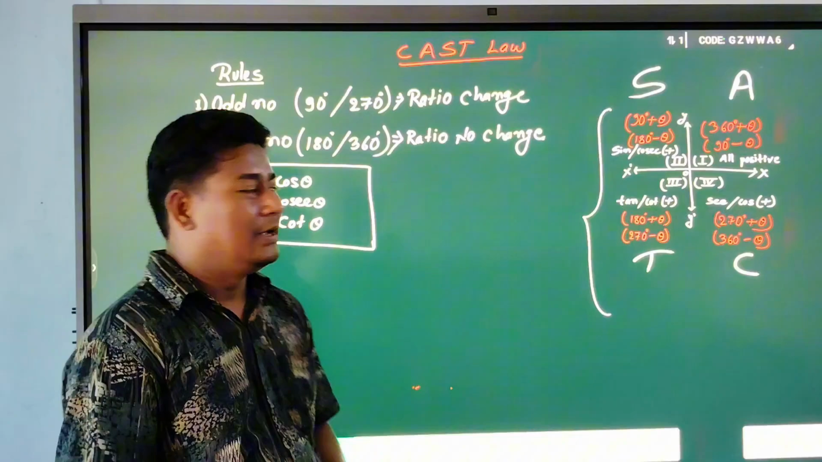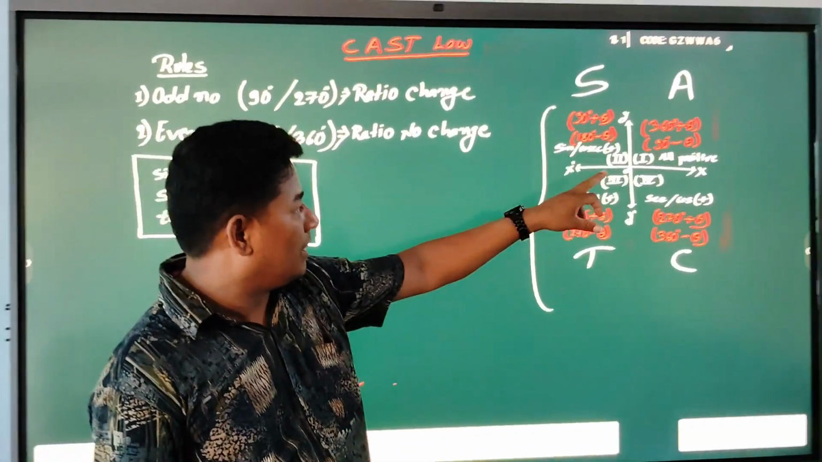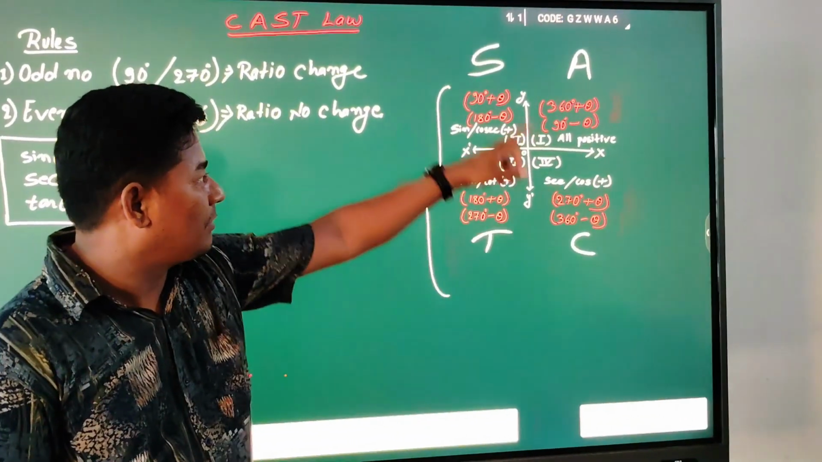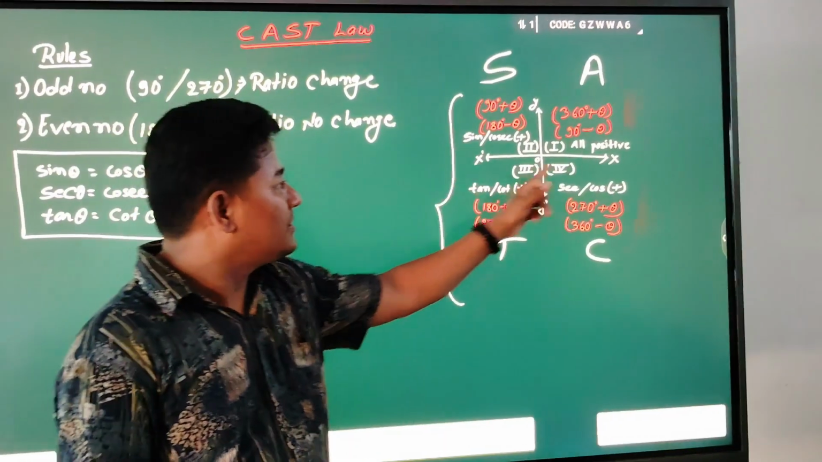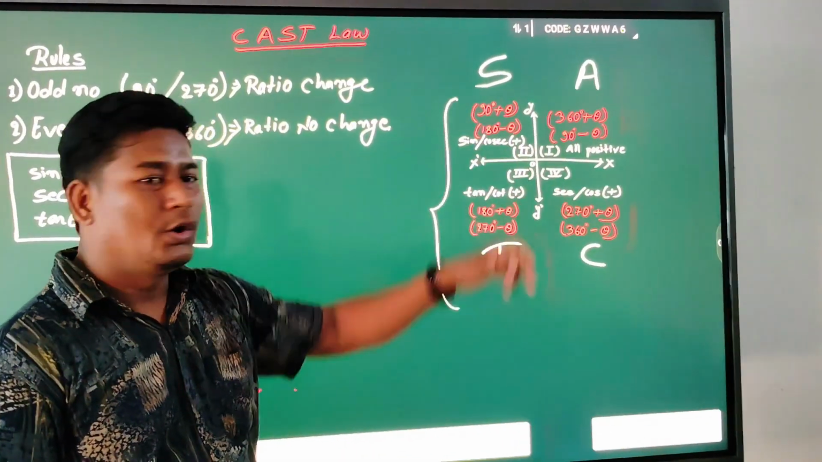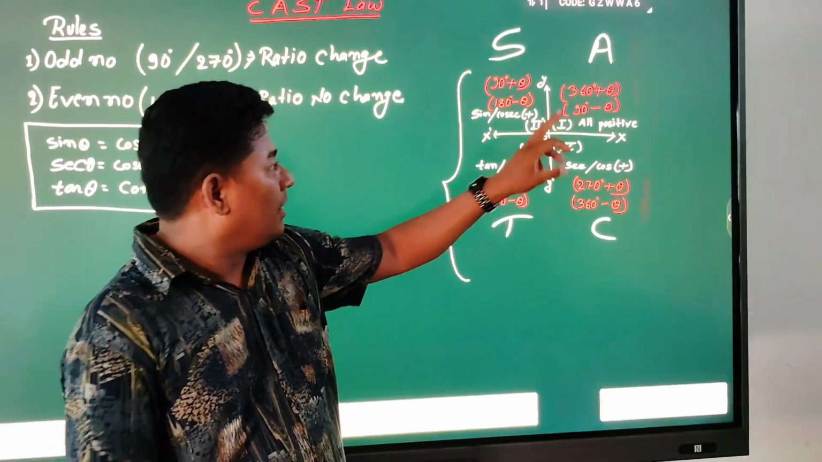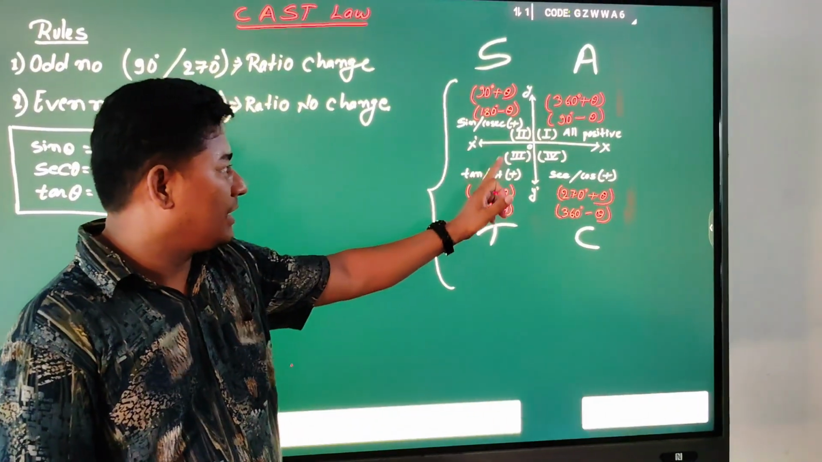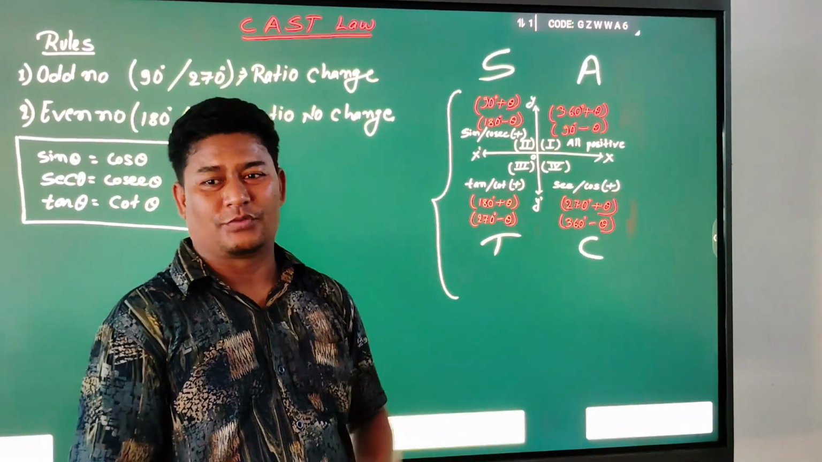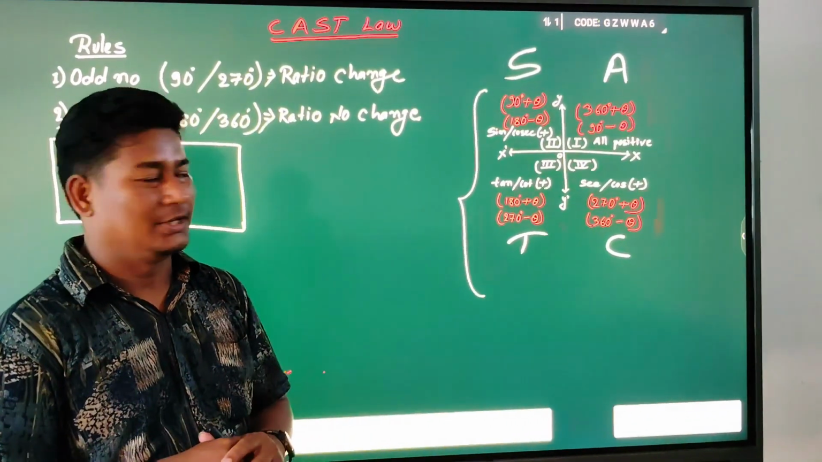Today I am going to teach the CAST law of trigonometry. This is called the CAST law, and you are looking here at the diagram of the CAST law. This is the x-axis and this is the y-axis. First quadrant, second quadrant, third quadrant and fourth quadrant. There are 4 quadrants in total.